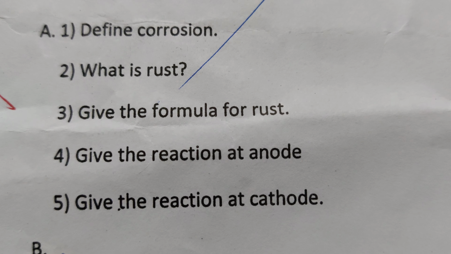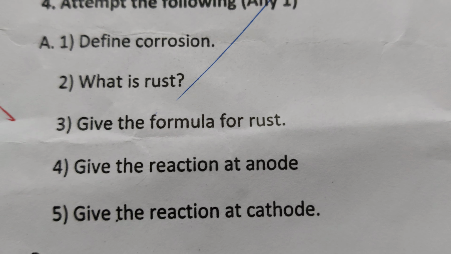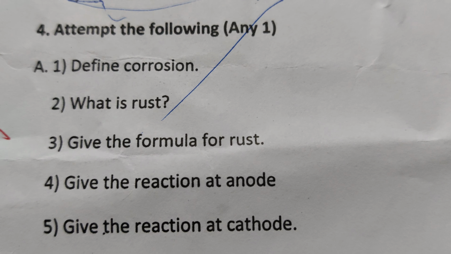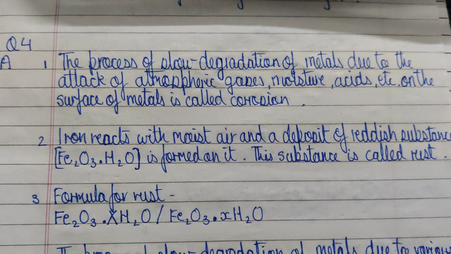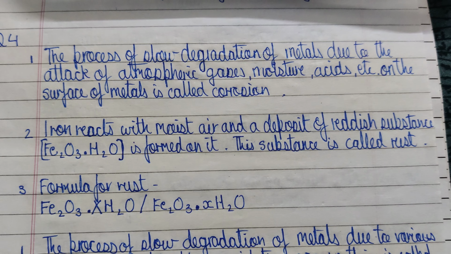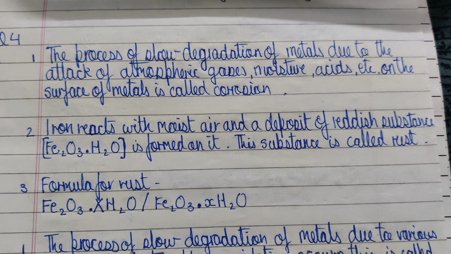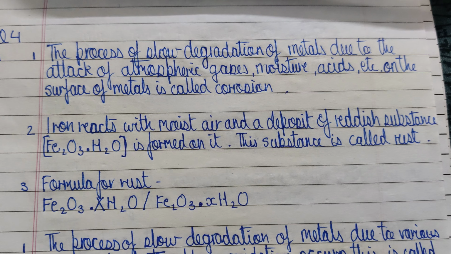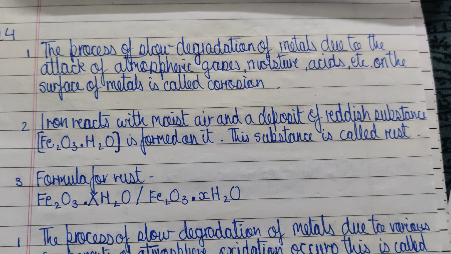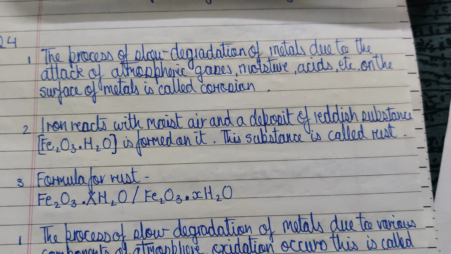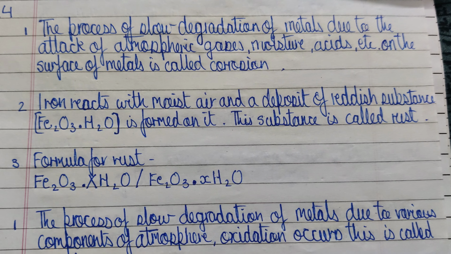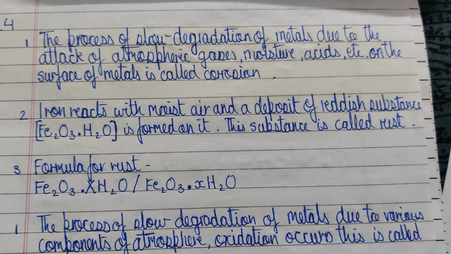Define corrosion. What is rust? Give the formula for rust. Give the reaction at anode. Give the reaction at cathode. The process of slow degradation of metals due to the attack of atmospheric gases, moisture, acids, etc. on the surface of metals is called corrosion. Iron reacts with moist air and a deposit of reddish substance Fe2O3·xH2O is formed on it.